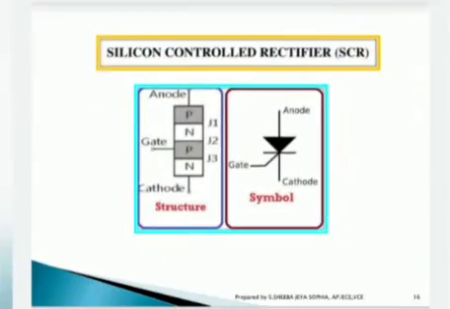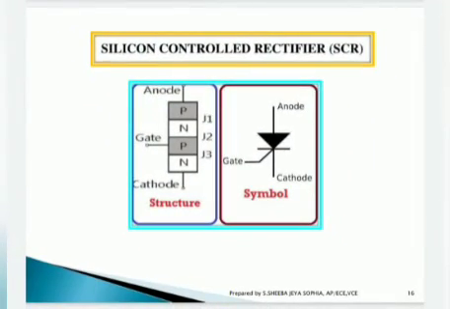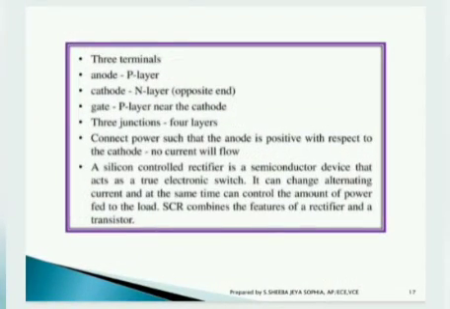Moving to another major topic, SCR, the silicon controlled rectifier. Here you can see the structural as well as the symbolic representation of SCR, which has three terminals: anode, cathode and gate. Anode forms from the P layer and cathode from the N layer opposite. Gate occupies the P layer near the cathode. Three junctions with four layers occur in this SCR.